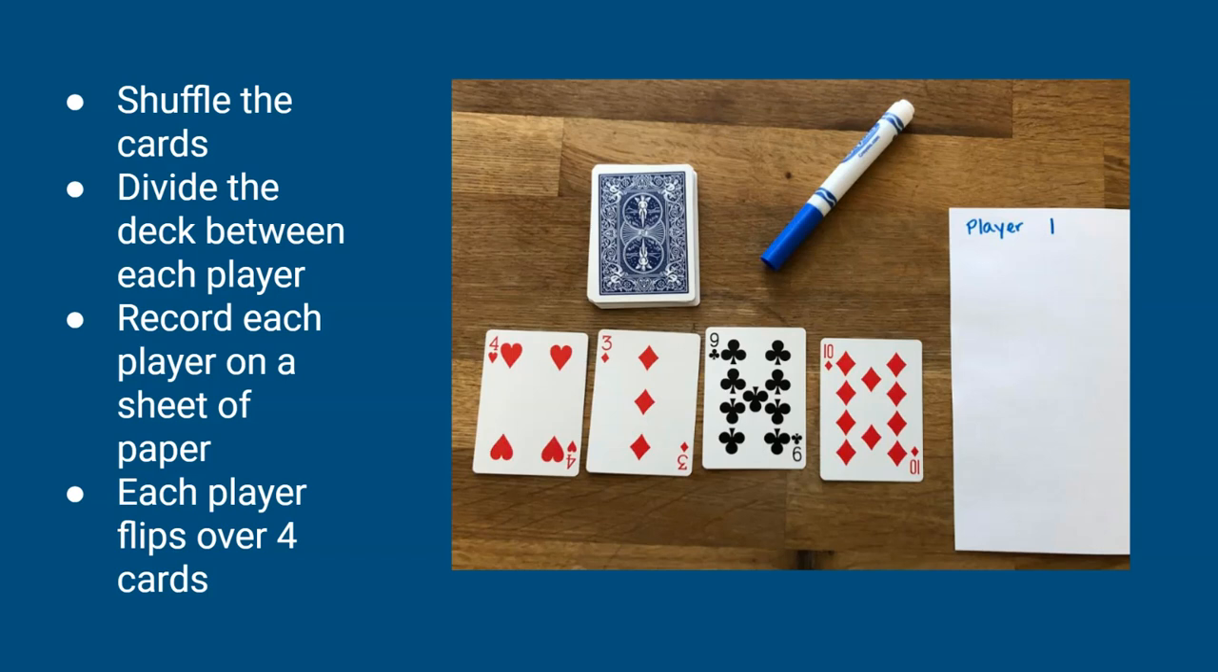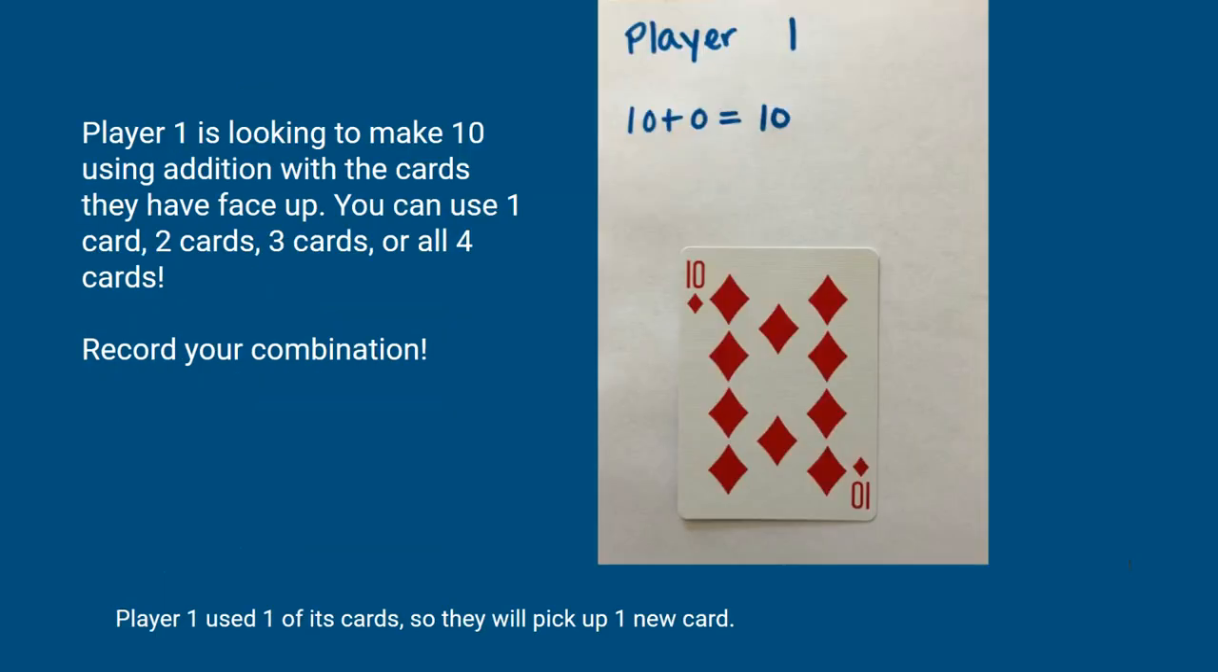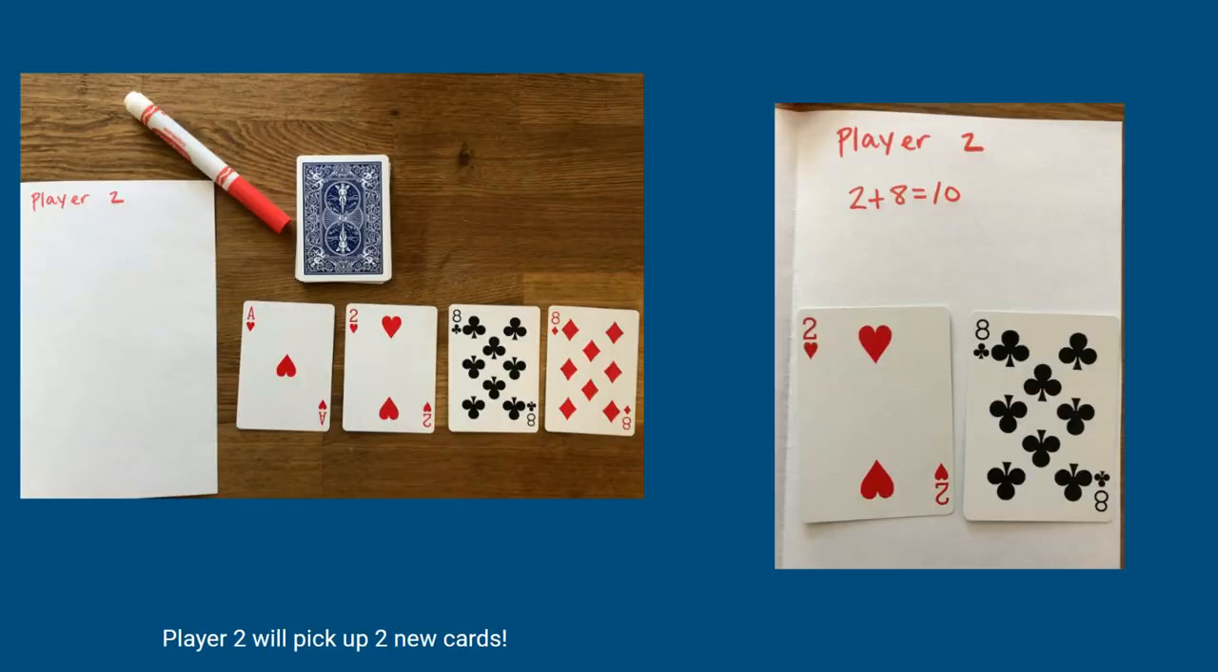Player 1 has a way that they can make 10 using just one card. I see it. Do you see it? You might be able to use one card. You might be able to use 2 cards. You may even be able to use 3 or 4 cards in your combination. Player 1 has the number 10 on theirs, so they recorded that 10 plus 0 equals 10. So they have a card that they can use to make 10. They're going to put that off to the side and pick up a new card from their deck to replace it. Let's take a look at player 2.